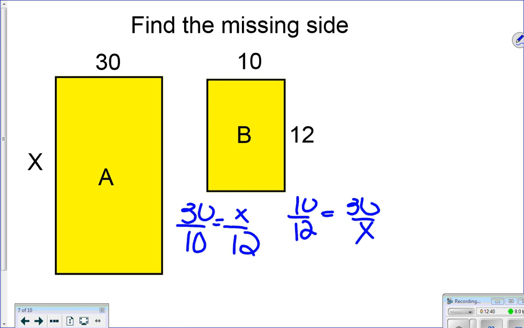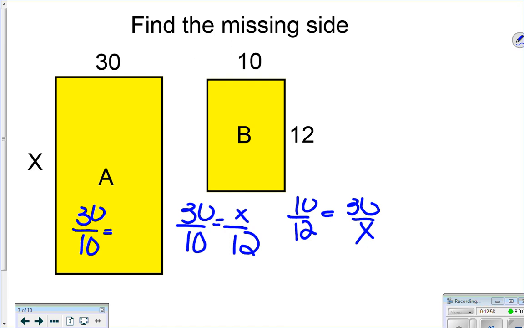Dylan? 30 over 10 equals what? Nope. The reason why, you did 30 over 12. Yes, you have to do what goes first. So if you put A first and then B, you have to do A first and then B over here.